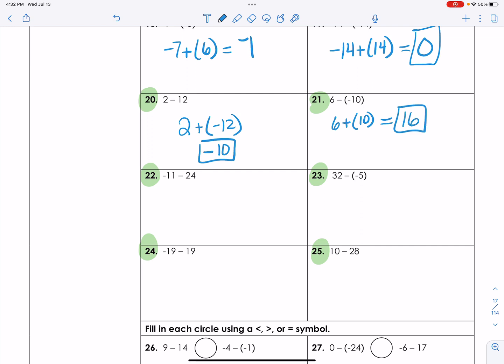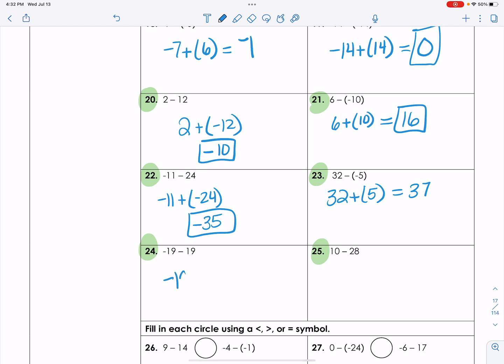Nothing cancels. Negative 11, I'm going to add the opposite. Plus or minus. So those are the same sign, so it's going to be a negative 35. Here, I'm going to add the opposite. So a negative becomes a positive, basically, and my answer is 37.